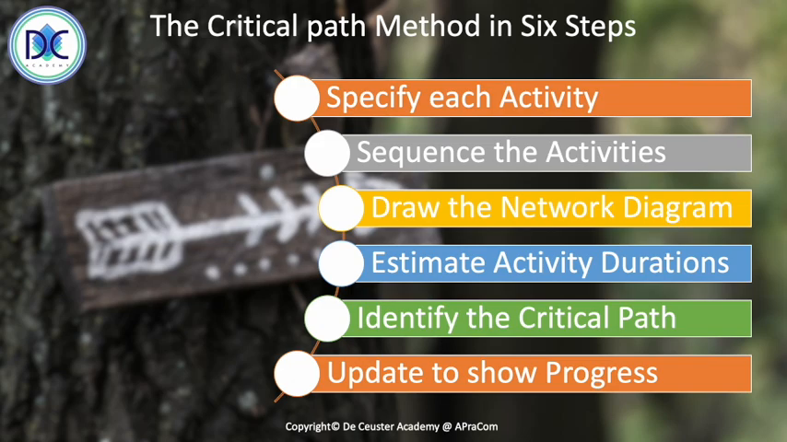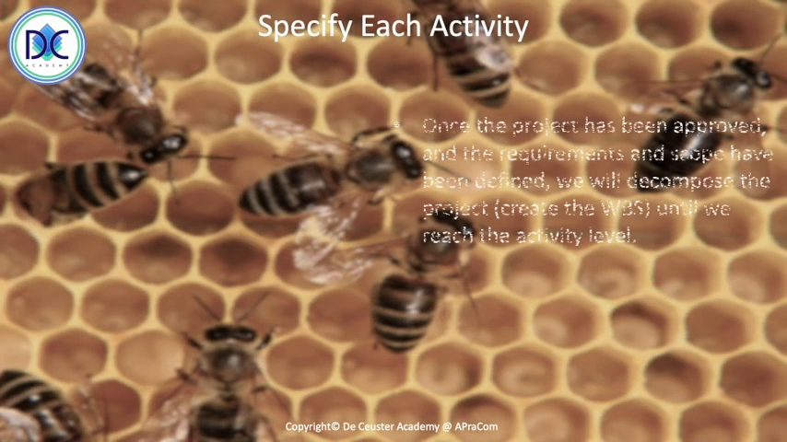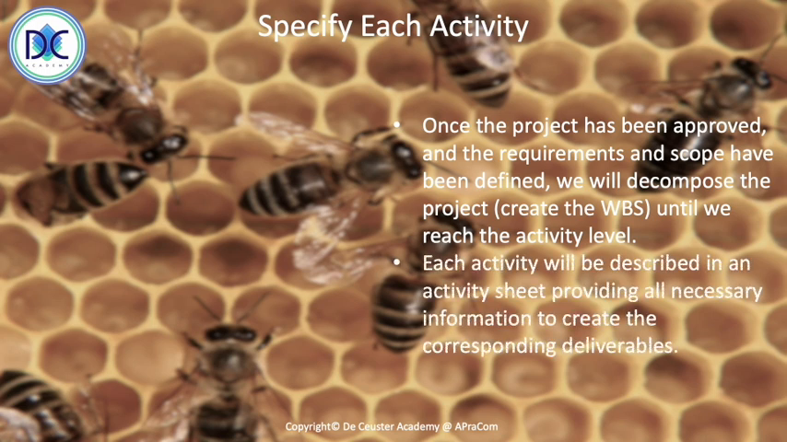The first thing is to specify each activity. Once we know that a project has been approved, and requirements and scope have been defined, we will decompose the project and create the work breakdown structure until we reach the activity level. Each activity will be described in an activity sheet, providing all necessary information to create the corresponding deliverables.